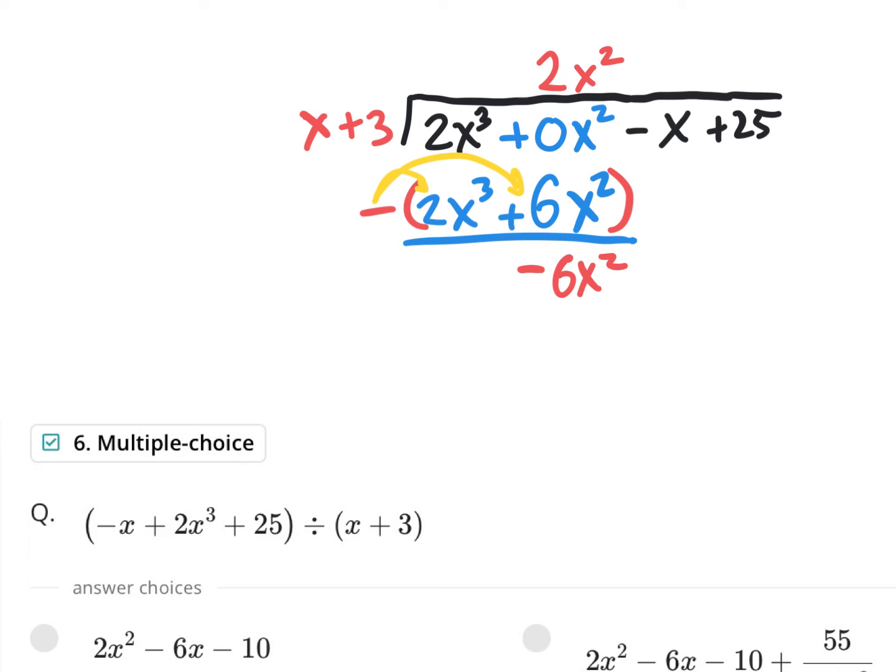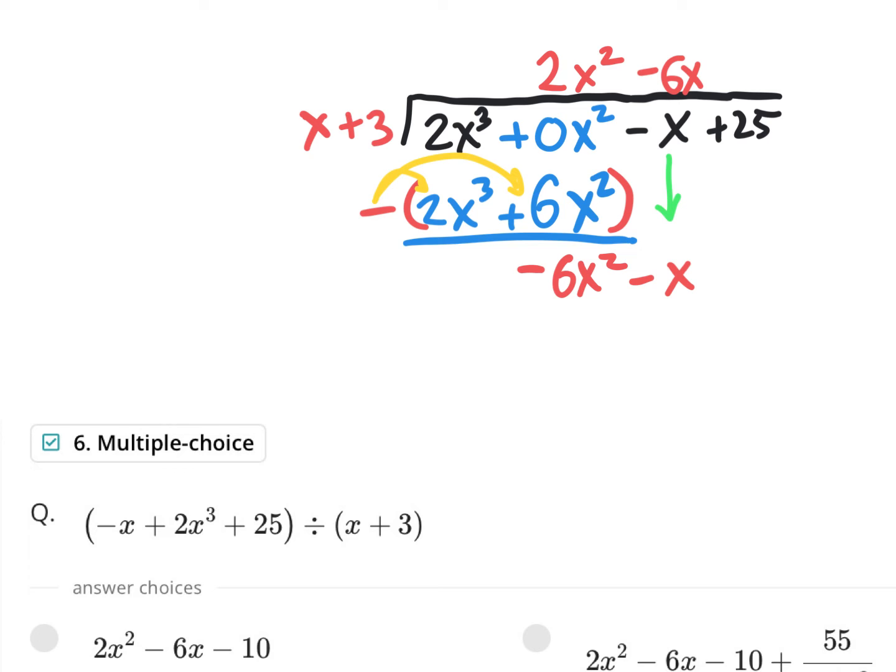What do we do next? We get this next term, the negative x, and bring it down. So we will have a negative x right here. And now we think, x times what will get us this negative 6x squared? That will be a negative 6x. And notice that I wrote the negative 6x right on top of the other x term. You want to stay organized. X's on top of x's, x squares on top of x squares, x cubed on top of x cubed, and so on and so on.